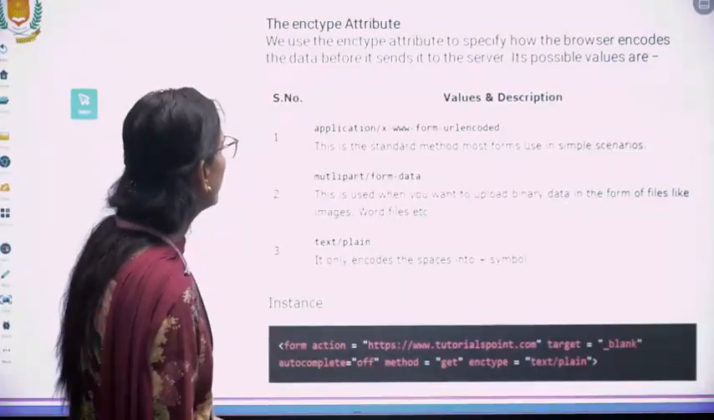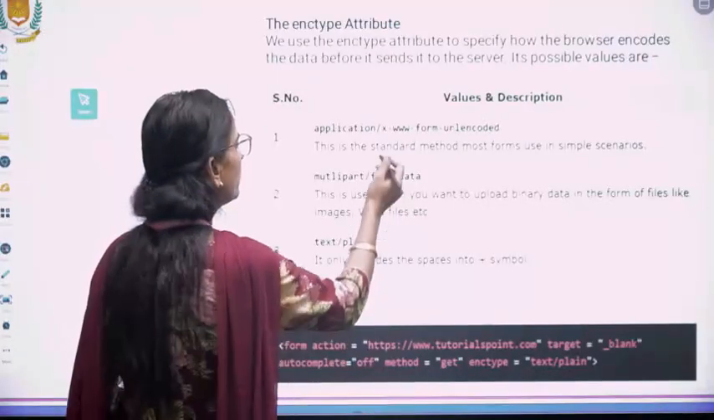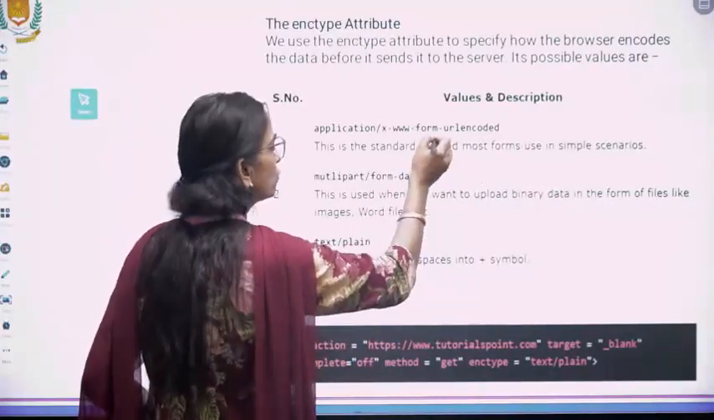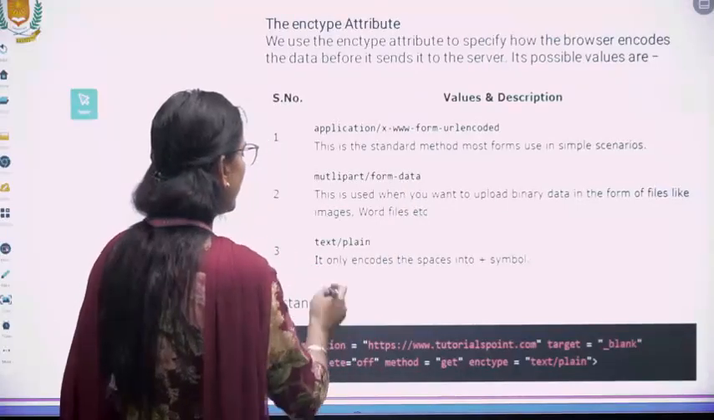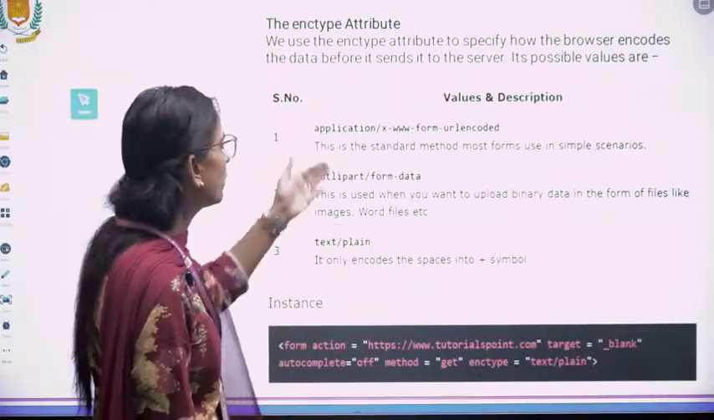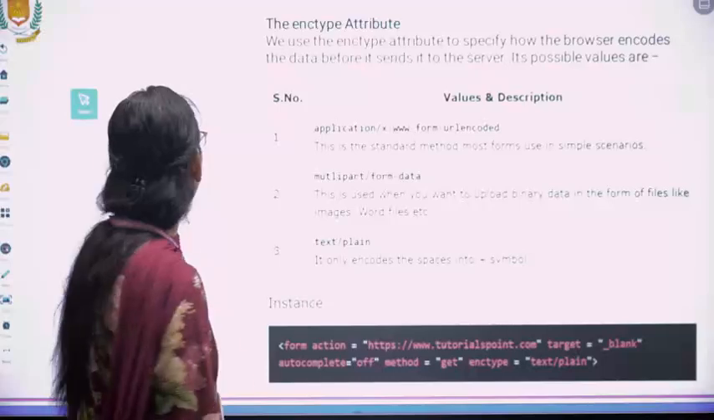Now we have the encrypt type. In the encrypted type we have to give the URL encoded, form data, or text plain, depending on what kind of document we are creating.